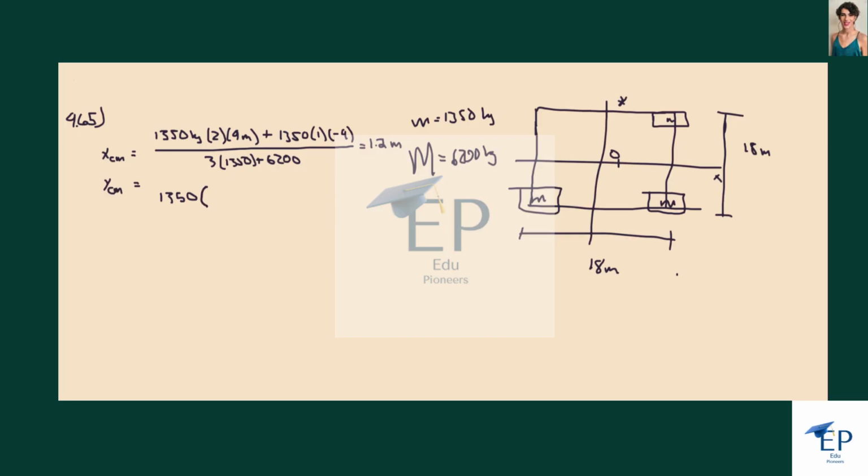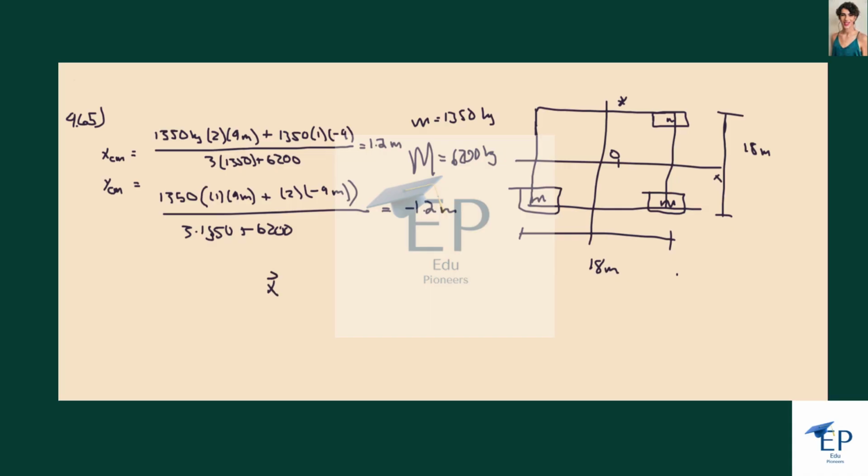1 car in the positive y direction, which is at 9 meters, and there are 2 cars at the negative 9 meter position. Okay, now we divide by the total mass, which is 3 of the car mass plus the mass of the raft. And if we plug this in, we see this comes out to being negative 1.2 meters.